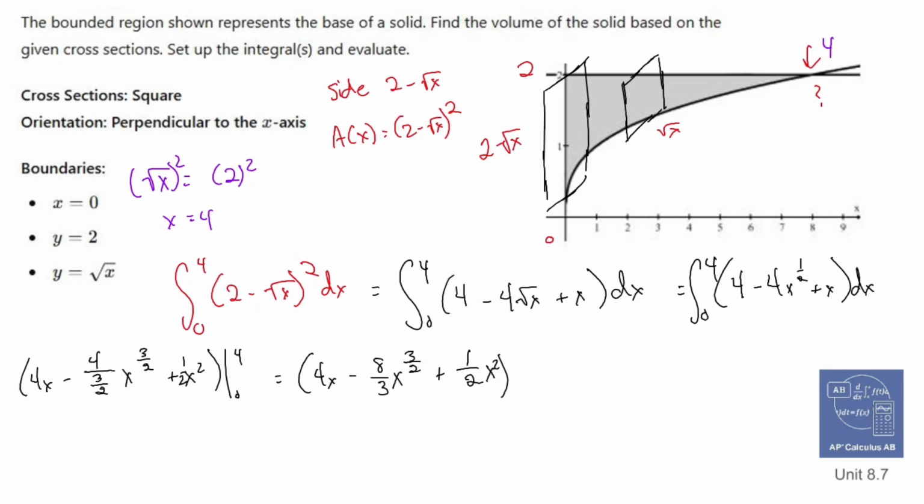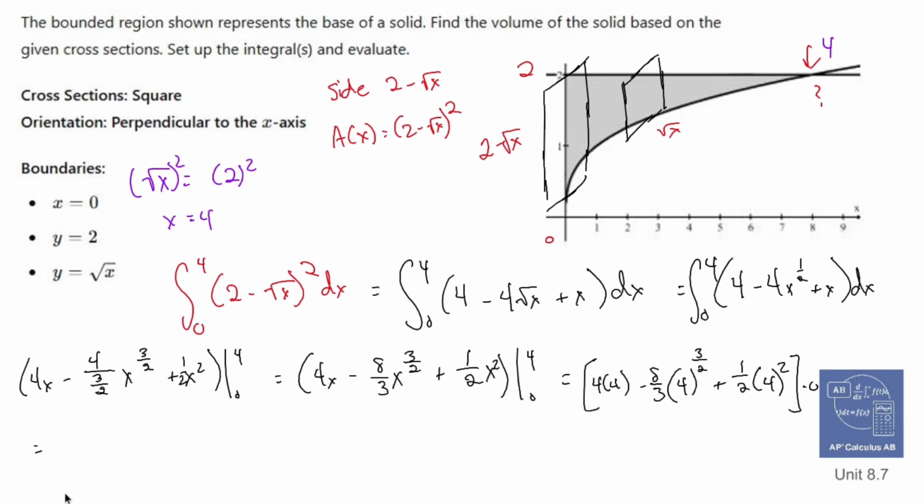Now the nice thing about this is, if there's a positive anywhere, here's a light at the end of the tunnel. When I plug stuff in, I'm going to have 4 times 4, no big deal. Minus 8/3 times 4 to the 3/2, that's very unpleasant, plus 1/2 of 4 squared. If I were to do the minus and plug in 0, it's all going to become 0. So we'll just say minus 0 and save some time.